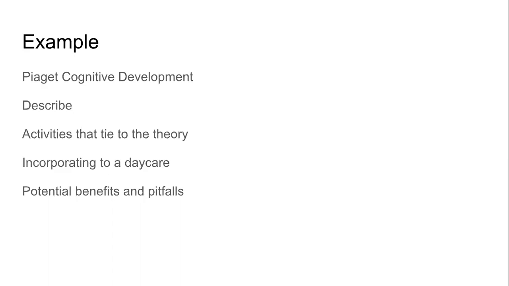And some pitfalls is that since it's such an open play, I could have some more classroom management issues because it's not as structured. And so that's how you're going to go through for each one of them. You're talking about what the theory is, you're describing the theory, talking about activities that tie to the theory, how you're going to incorporate them, and potential benefits and pitfalls. So that's just one. I need to do 3 of them.